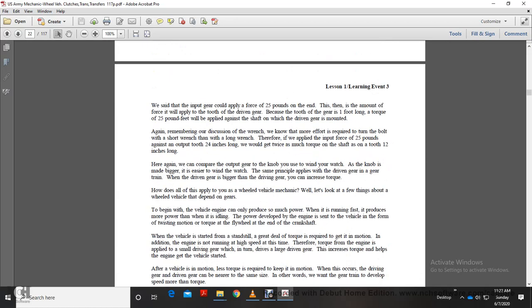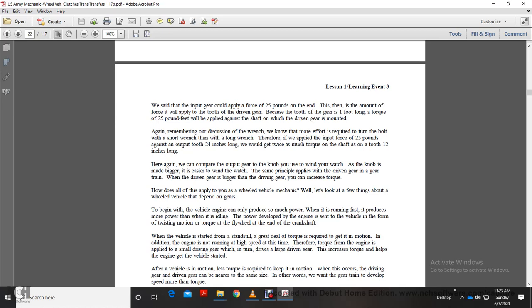We said the input of the gear could be applied with 25 pounds at the end. This is the amount of force it would apply to the tooth of the driven gear. With the tooth of the gear being 1 foot long, a torque of 25 pound-feet will be applied against the shaft on which the driven gear is mounted. Remembering our discussion of the wrench, much more effort is required to turn the bolt with a short wrench than with a long wrench.